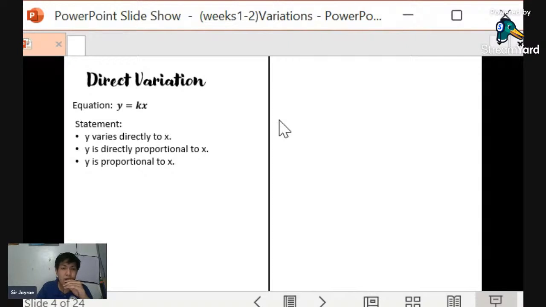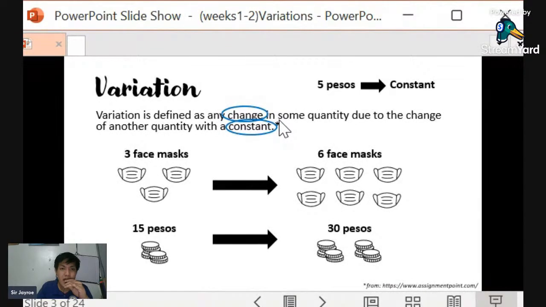Okay, let's go back no dun sa ating definition of variation. Kasi 'di ba, sabi ko, meron tayong dalawang variable which is y and then x. Okay, here in our example a while ago, ano yung dalawang variable dito na tinutukoy nung scenario? Anyone? So any guess? What are the two variables? Okay, very good, Rafael.